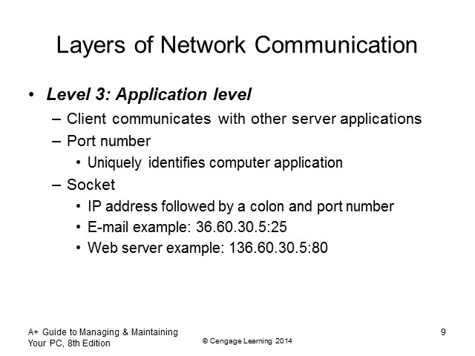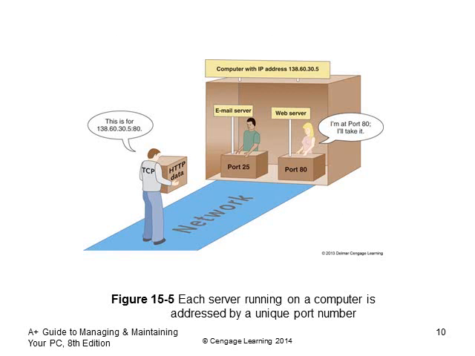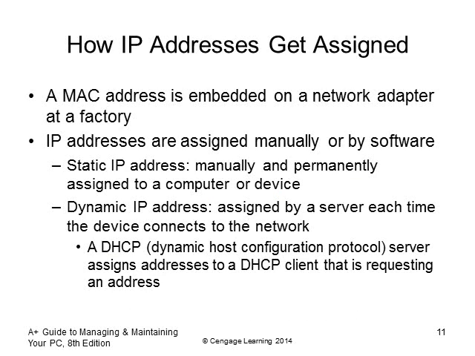So in our example of an email, it's 136.60.30.5:25, and then for the web server example, it's 136.60.30.5:80. So here it's showing a diagram of the server running on a computer. Each server is addressed by a unique port.